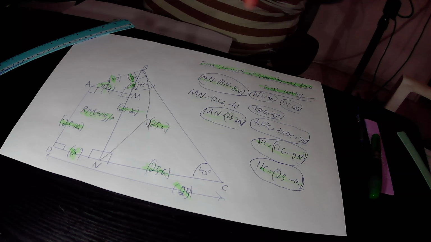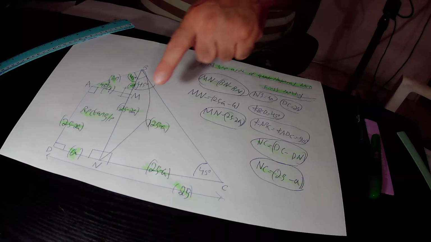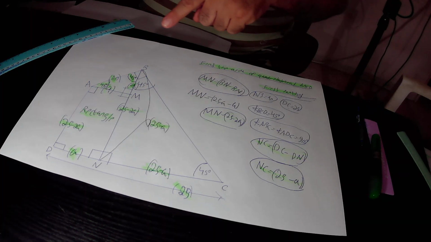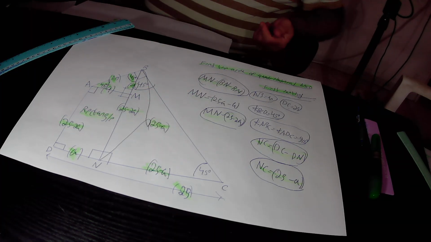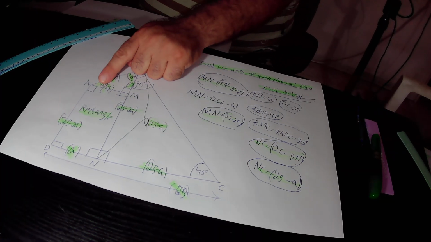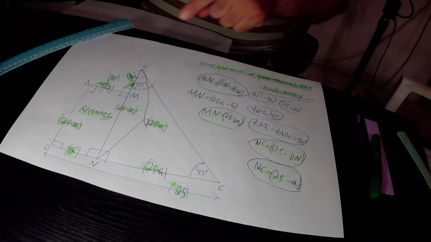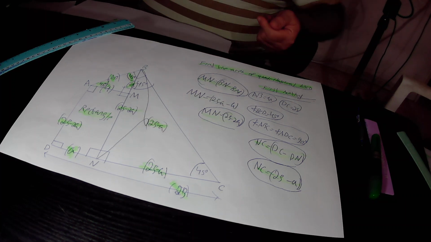By doing those constructions, we actually get quadrilateral AMND. In quadrilateral AMND, we have 1, 2, 3 right angles. The sum of 3 right angles is 270 degrees, so 270 degrees plus the size of this fourth angle, in total, must be equal to 360 degrees according to the rule that the sum of the angles in any quadrilateral is equal to 360 degrees. And therefore, this fourth angle must be equal to 90 degrees. So inside quadrilateral AMND, we have 4 right angles, and therefore quadrilateral AMND is a rectangle.